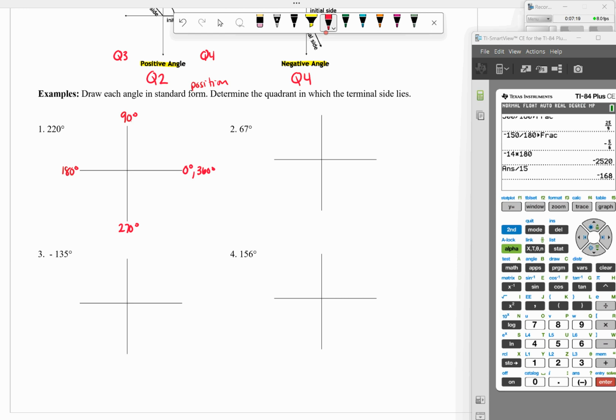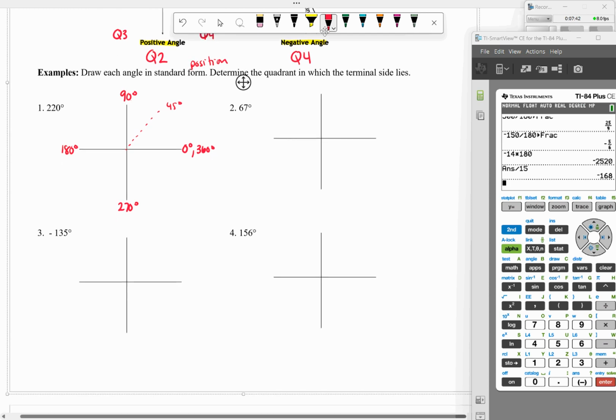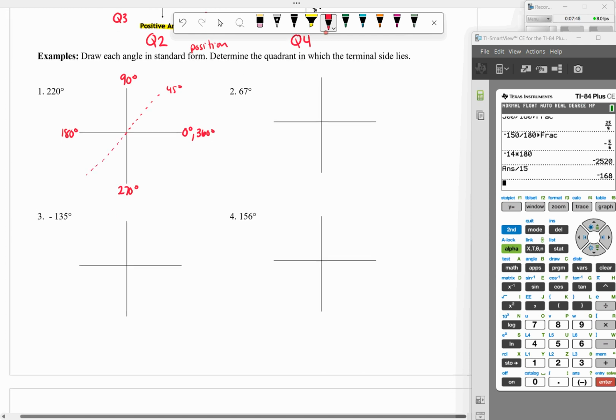So 220 degrees, we then notice, would be in between 180 and 270 degrees. So think about taking half of 90 degrees. Half of 90 degrees would be 45 degrees. So in between 180 and 270, if we take 180 degrees and add 45, that would be 225 degrees. So I know 225 degrees is about right here. That tells me that 220 is pretty close to 225, so not quite halfway there, but close. So I'm going to draw my arrow kind of close to that, a little bit closer to 180 degrees.